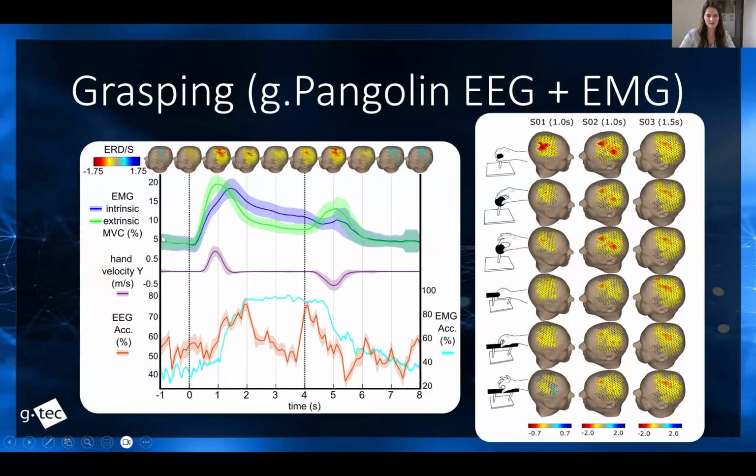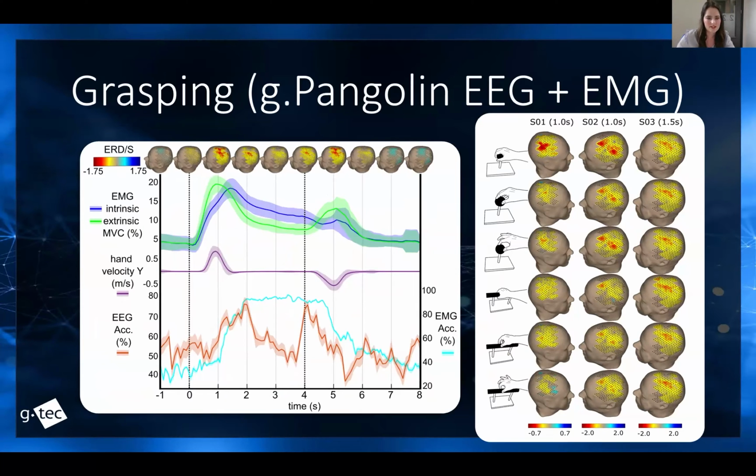We recorded with a lot of different modalities, so this graph nicely shows what kind of information that gives us over time. Here at the bottom, we have the timeline, from -1 to 8 seconds, and at 0 seconds, the trial starts. At 4 seconds, the trial ends. Here again, we have the ERDs. And then below that, we have the EMG signals, which give us more information about what's happening in the muscles.